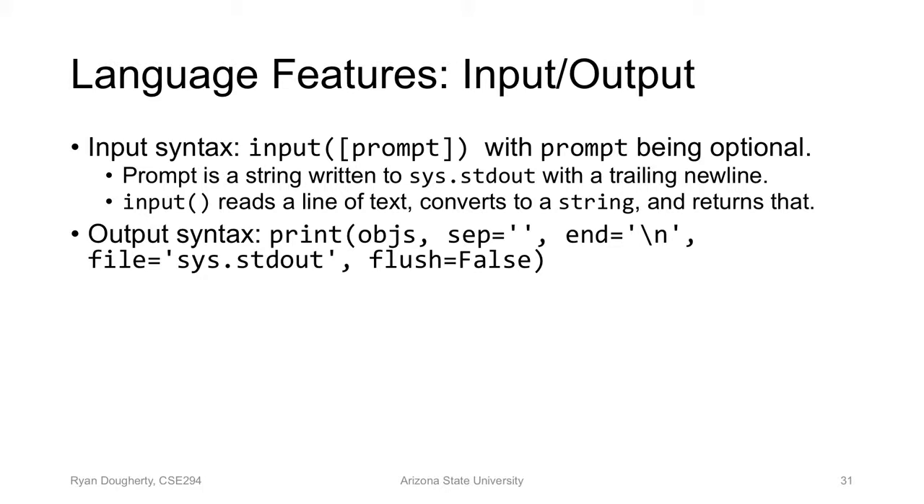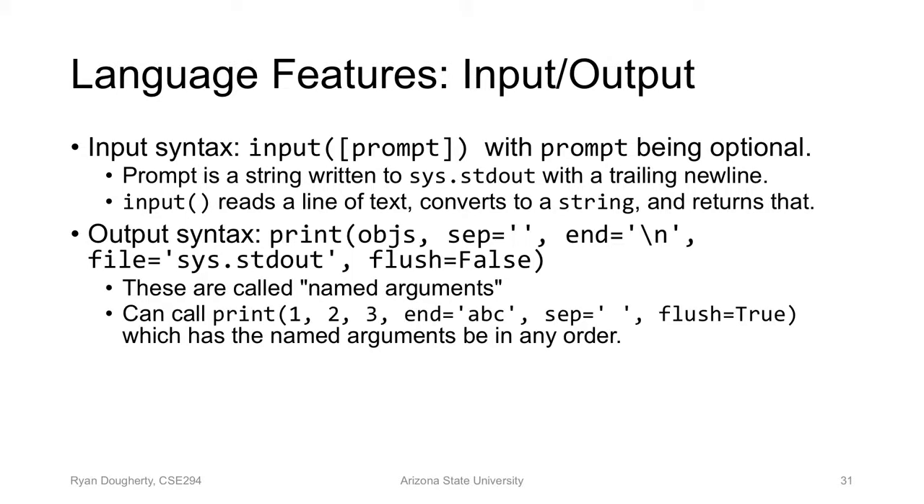You can actually set the file of where you're printing to. So if you open a file, you can actually pass the file pointer and set it to file, and it'll print to the file instead of standard out, which I think is pretty cool. And flushing the output after this print means it doesn't stay on screen. It'll just flush what you've printed so far. Okay. These are called named arguments, obviously. So we can call print 1, 2, 3. So end is the string ABC. And separator is the space.